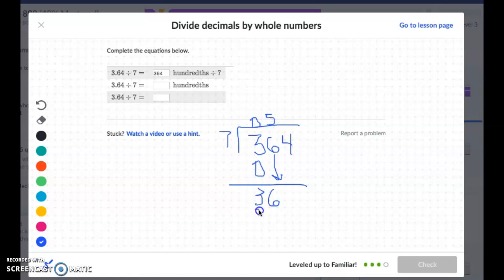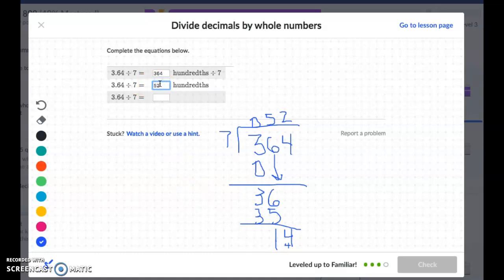5 times 7 is 35. Subtract, and I get 1, and then bring down my 4. 7 fits into 14 2 times. 2 times 7 is 14. And when I subtract, I get 0, and there's nothing else to bring down, so I know I'm done. So in this case, my answer would be 52 hundredths.